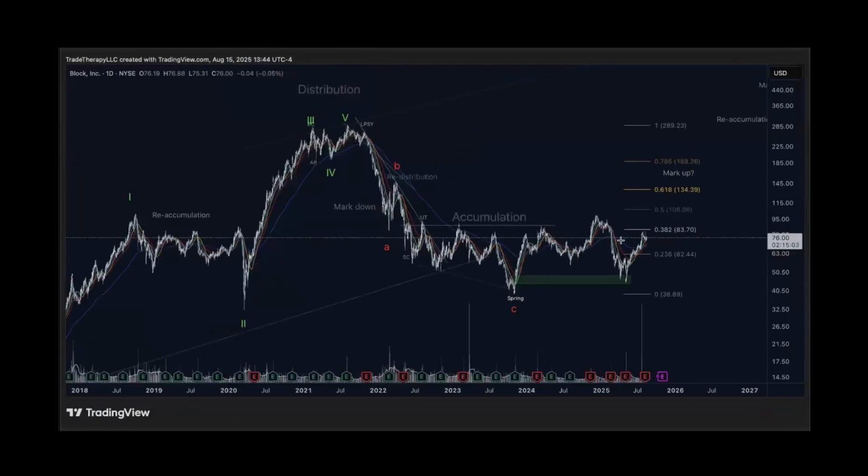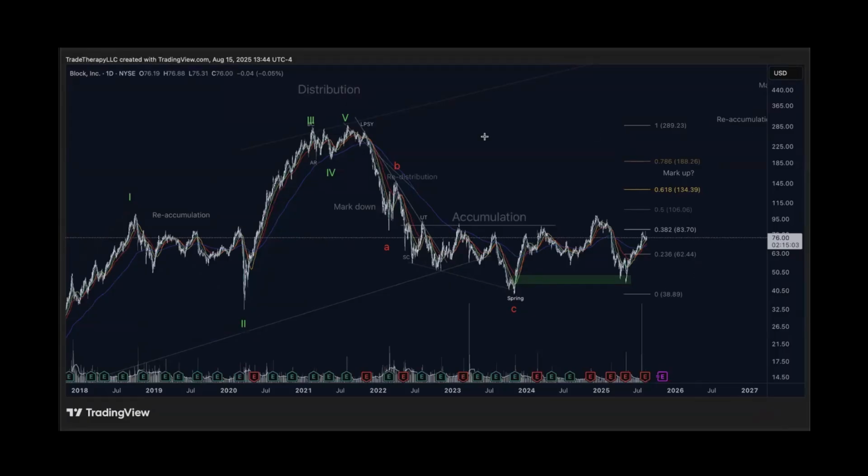Not surprising when we look at this accumulation structure. Wall Street's had plenty of time to build up their position in Block. This has been going on for 3.5 years now. If you combine it with the prior reaccumulation structure right there, we're looking at a 5-year base that is positioned to be a springboard for Block coming out of this accumulation cycle.